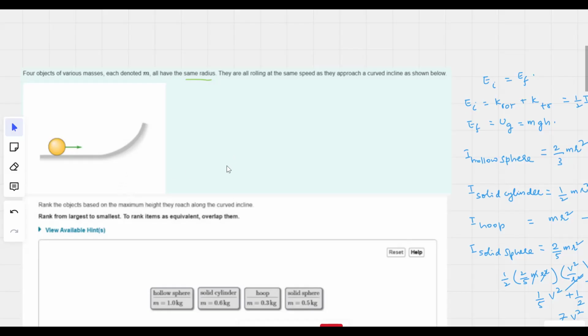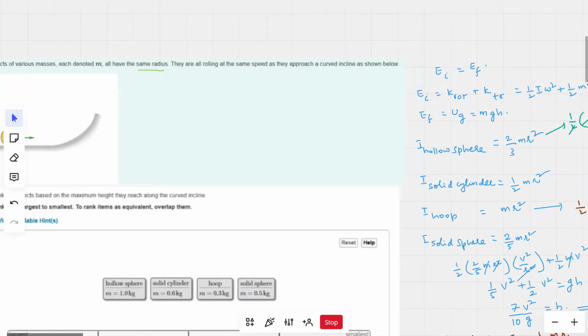To find this out, we have to use energy considerations. Here, all the objects have rotational kinetic energy and translational kinetic energy, because all the objects roll. The hollow sphere rolls, the solid cylinder also rolls, the hoop also rolls, and so does the solid sphere. So all four objects will roll. That means they have rotational kinetic energy and also translational kinetic energy. So when we equate them, what happens here?